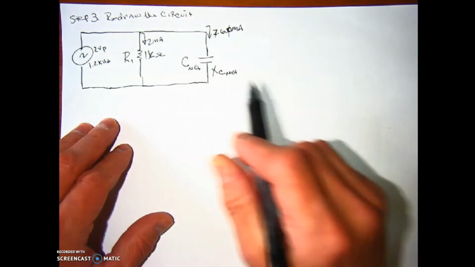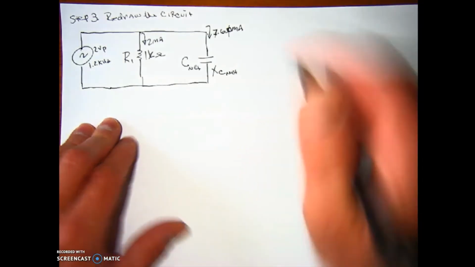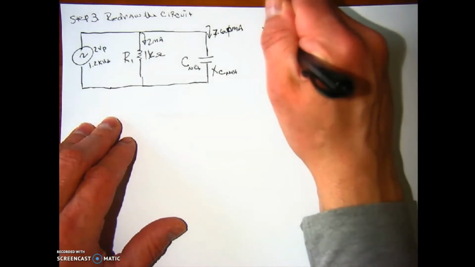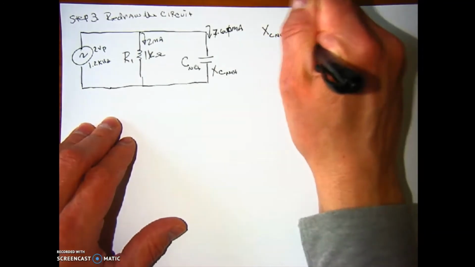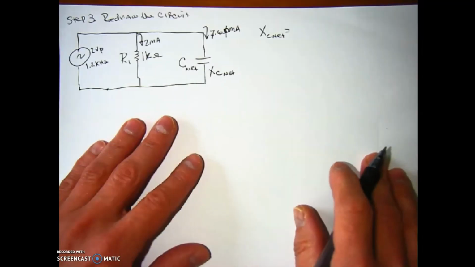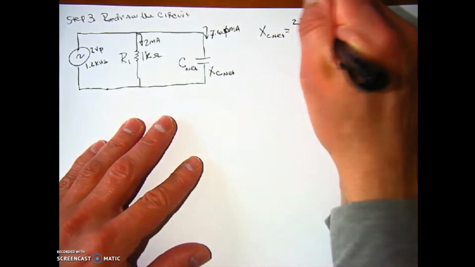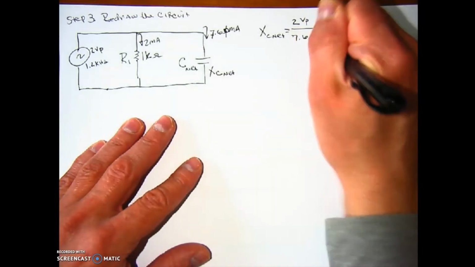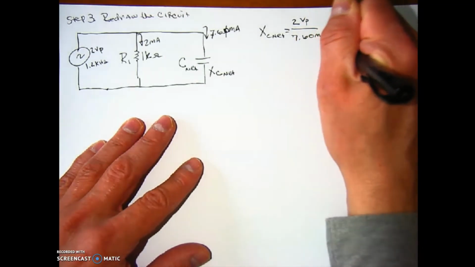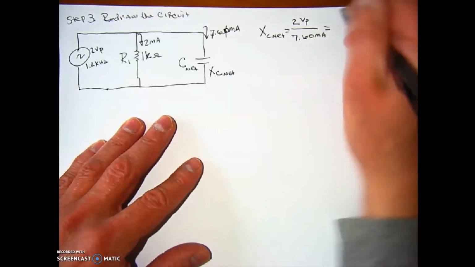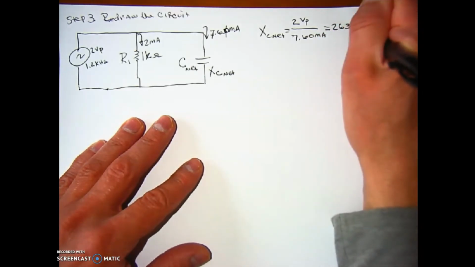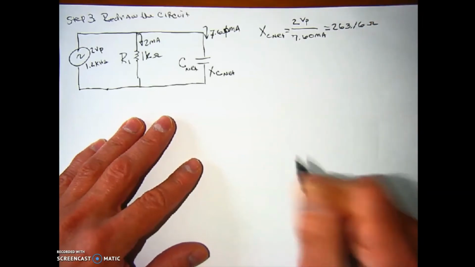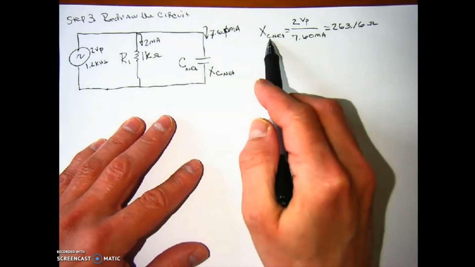So the first thing we want to do is solve for x sub c net. And x sub c net is going to be equal to the 2 volts peak divided by the 7.60 milliamperes, and we're going to come up with 263.16 ohms for x sub c.